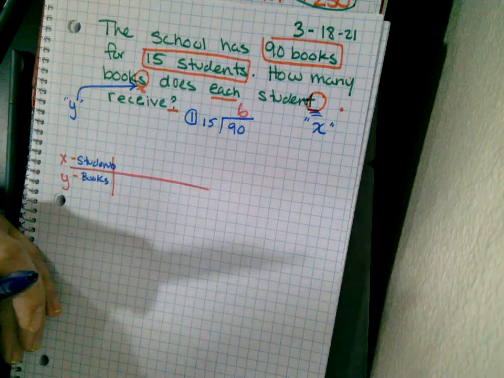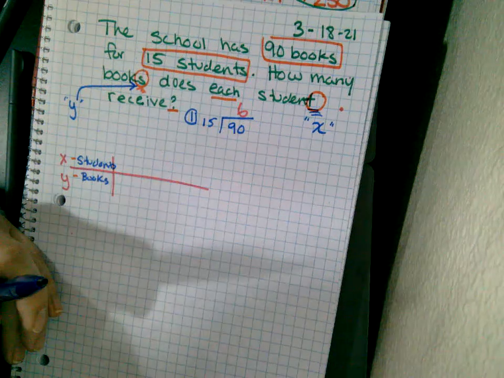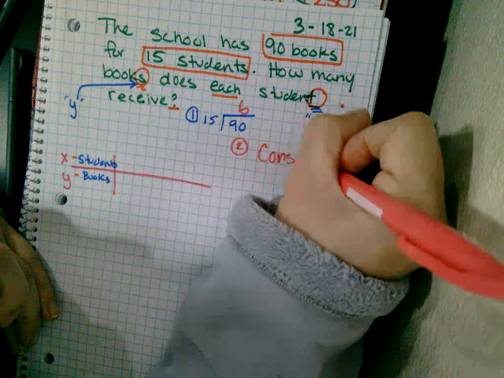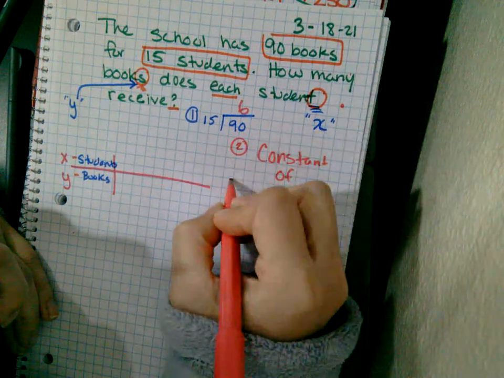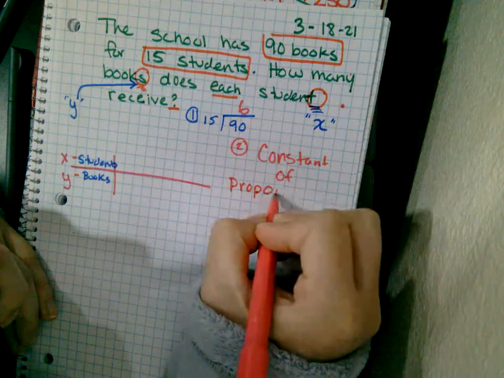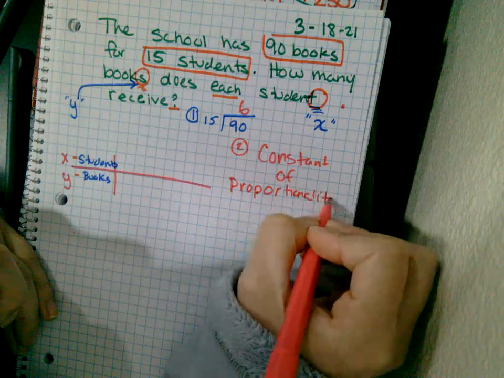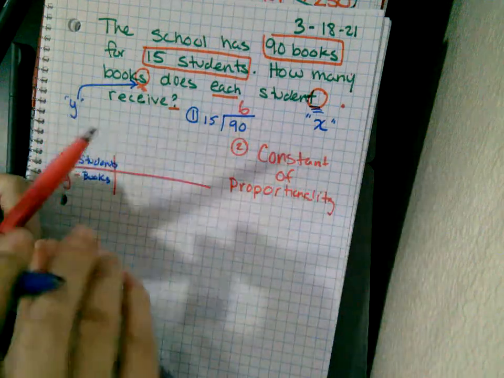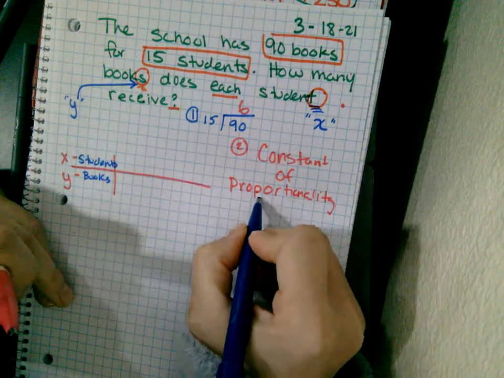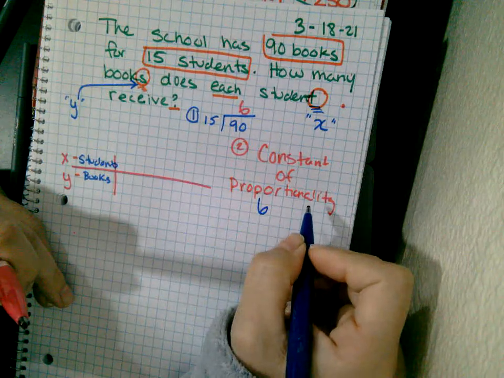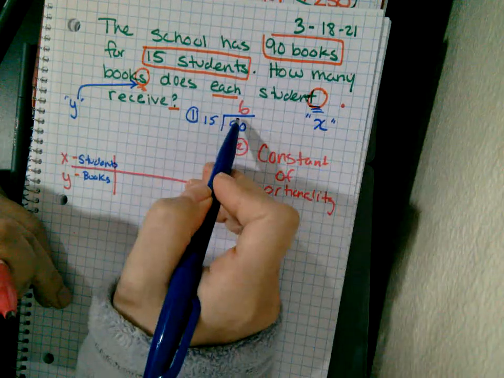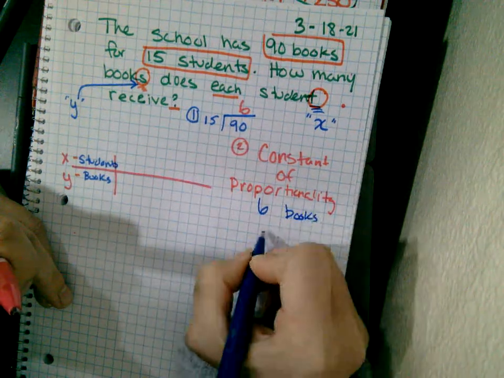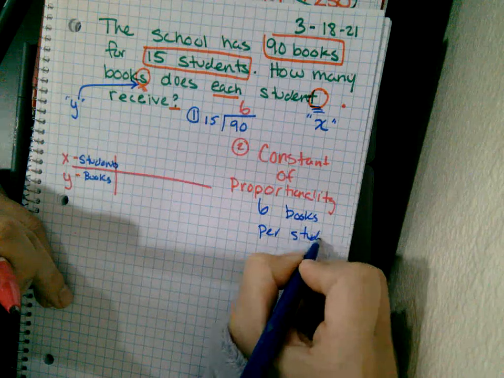My first period, they're like, 6 students. And I'm like, oh God, no, no, no. So the second thing you have to do is call it the constant of proportionality. The constant of proportionality. That's just a fancy word for unit rate. What is our constant of proportionality? 6. Where'd you get 6 from? When we divided. This number just transferred over. It is 6 books per student.